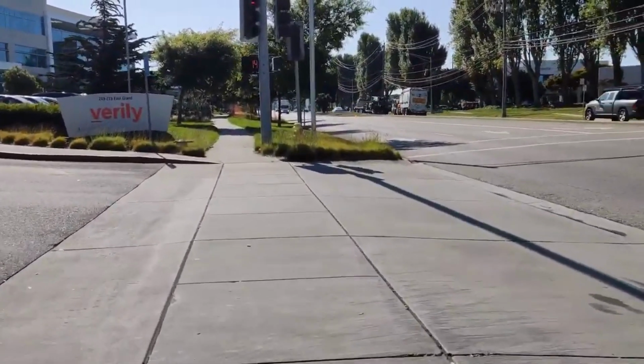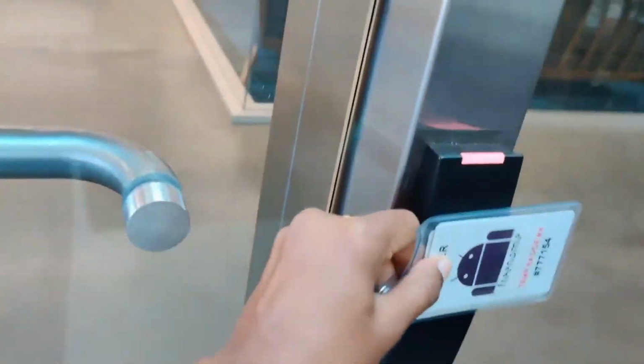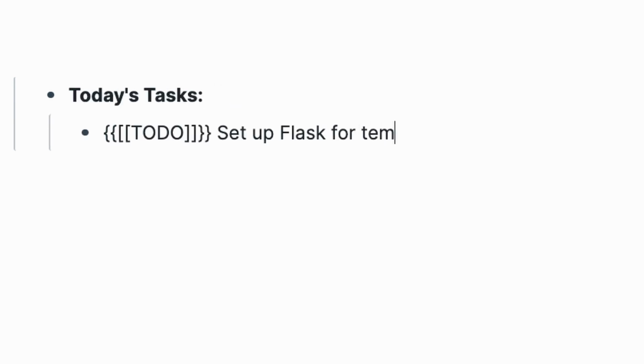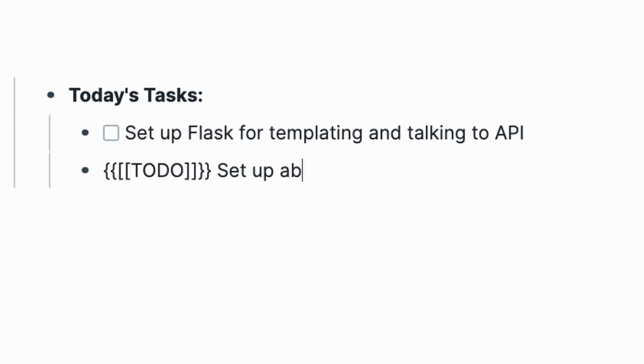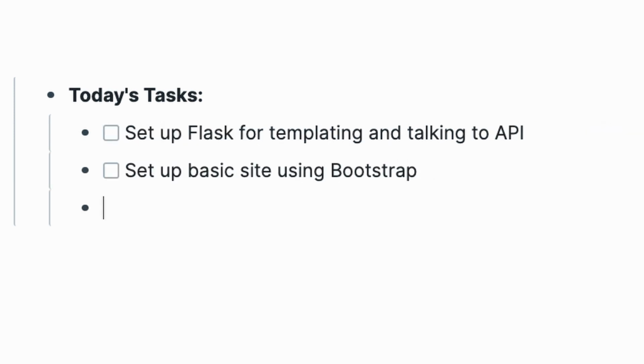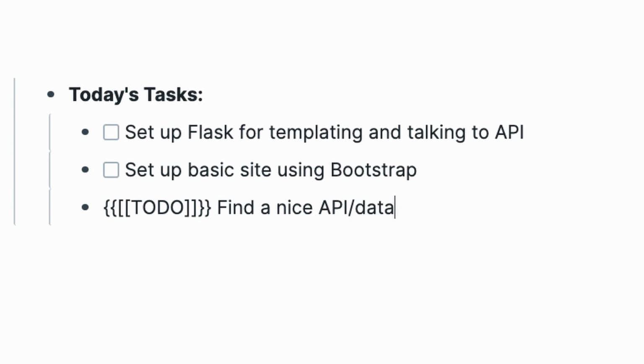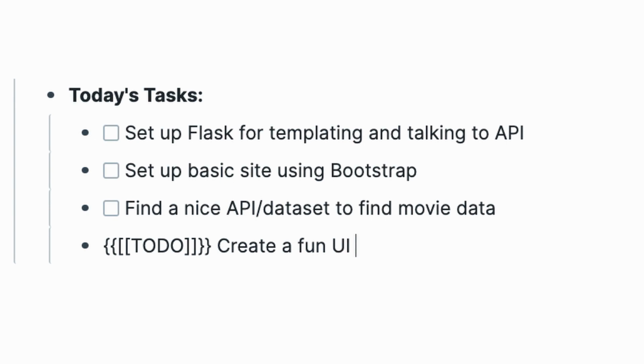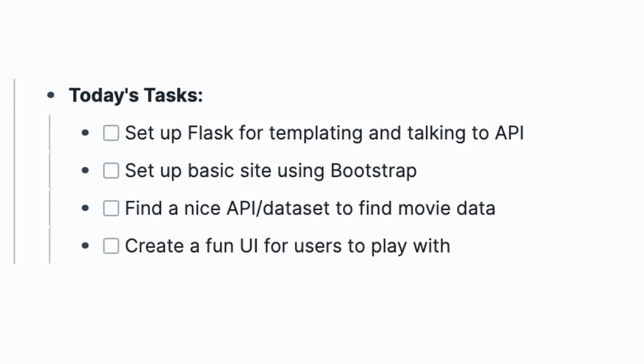Since I worked as a full stack web developer for a year, this type of stuff is right up my alley. And I know there are a few things I'll have to do to make this project work, including use Flask to create a basic templating system that talks to an API, set up a basic one-page site using Bootstrap, find a nice API dataset or both to fetch information about the movies that we want to display, and create a fun UI that allows the user to interact with the data. So let's take this step by step.